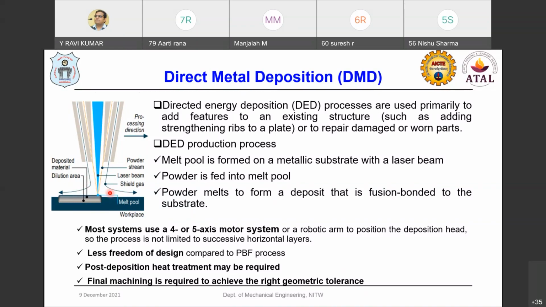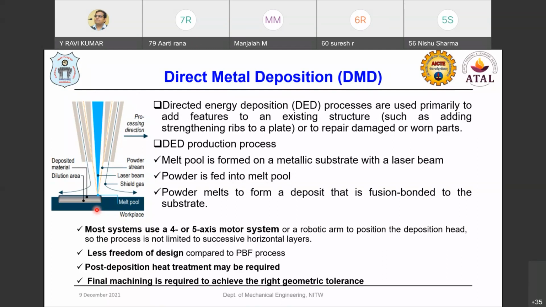And if you see at this, the powder melts and forms a fusion bond between the substrate and the powder, as well as the fusion between the workpiece material and the molten material. In these DED systems, we can use a 4-axis or 5-axis motor system. Even with a robotic arm, we can use these kinds of systems in the DED process.